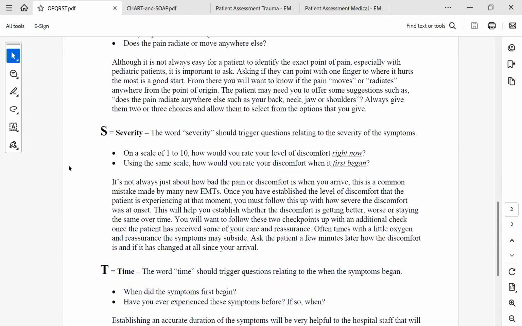Severity, that's our 0 to 10 scale, and we can use that for certain other things as well. So how would you rate your level of discomfort right now? We can use the same scale like when it first began. Maybe we put them on oxygen. We can do that again. Is it making it better?